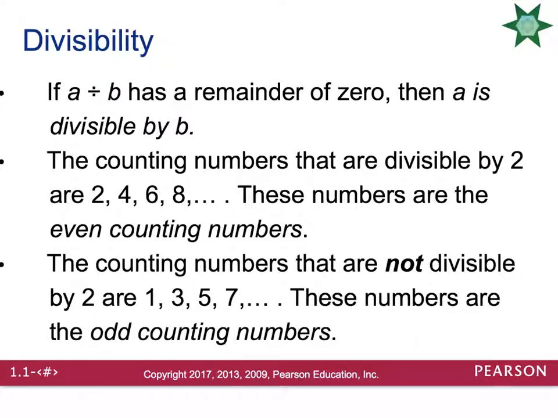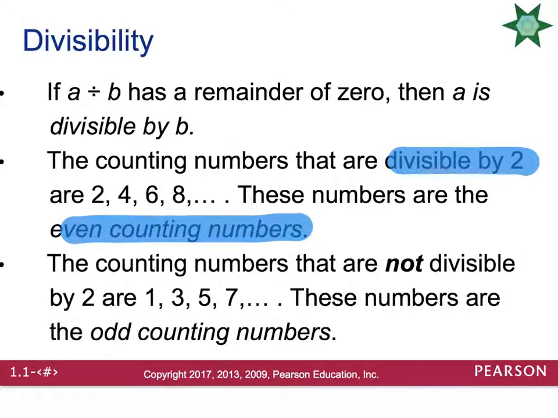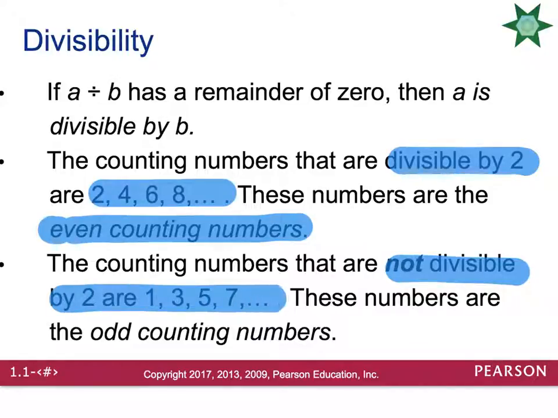Okay, the counting numbers, the natural numbers that are divisible by 2, are called our even counting numbers, which, as you probably know, are 2, 4, 6, 8, 10, 12, etc. The counting numbers that are not divisible by 2 are the odd numbers, and those are 1, 3, 5, 7, 9, 11, etc. So we have the odd counting numbers.